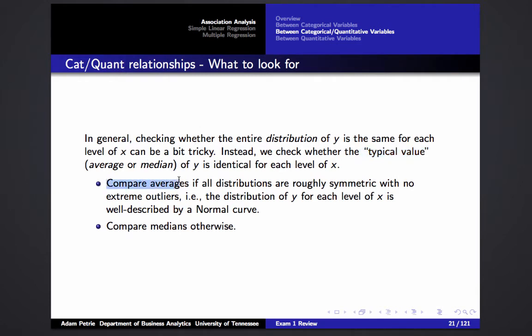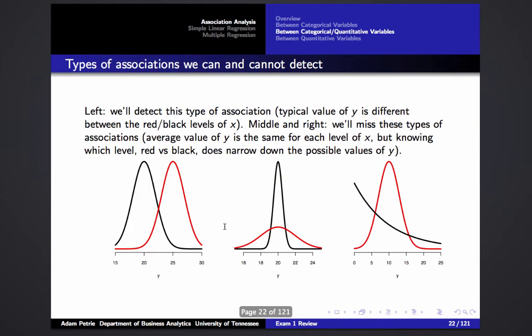Well, we're going to compare the averages if all the distributions of y for each level of x are roughly symmetric with no extreme outliers, or in other words, if the distribution of y for each level of x is well described by a normal curve. This is why we look at the QQ plot. If that's the case, we'll compare averages. Otherwise, we're going to compare medians.